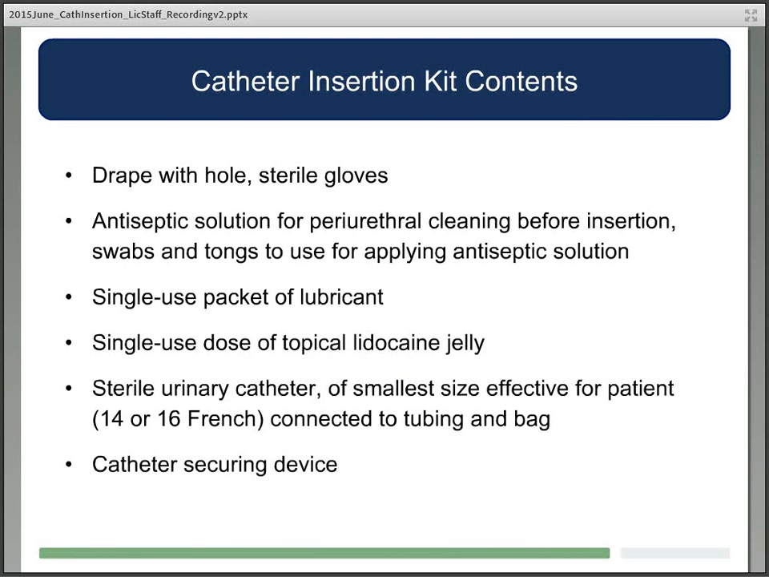As you know, most kits, if not all, contain these contents: a drape with an opening, a pair of sterile gloves, antiseptic solution, swabs and tongs to use for applying the solution, a single-use package of lubricant, and a single-use dose of topical lidocaine jelly, a sterile urinary catheter, collection bag and tubing, and a catheter securing device. These are the things that you're going to need, so be sure to have them all before you begin.